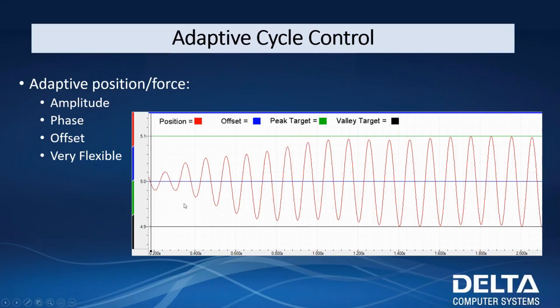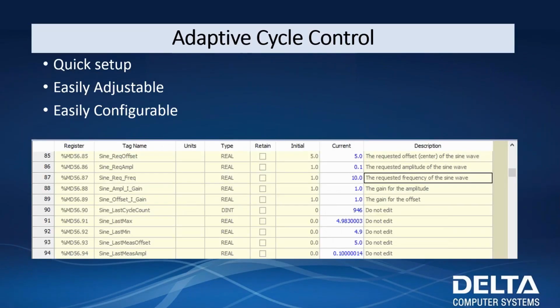Now, how is this accomplished, right? How do we do this? Well, it's actually fairly easy. We've got a nice user program set up where we're able to adjust very easily from our variables here. This is basically all the setup that you need to do to achieve something like I just did there. You're going to set your offset, right? Where is the center of your sine wave? You're going to set your requested amplitude. You're going to set the requested frequency. And these are your three main parameters.